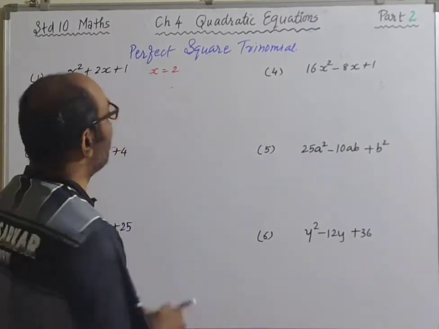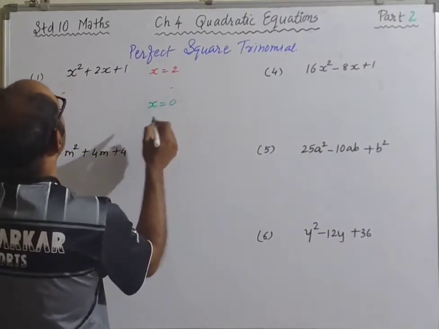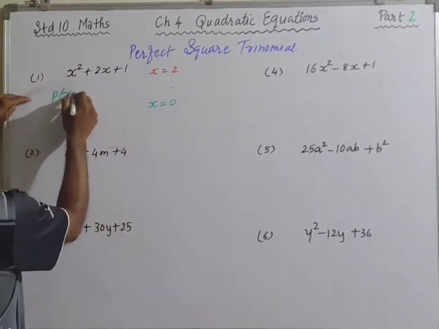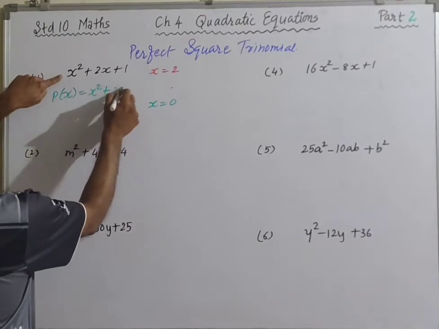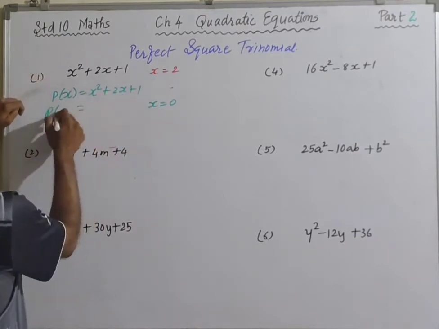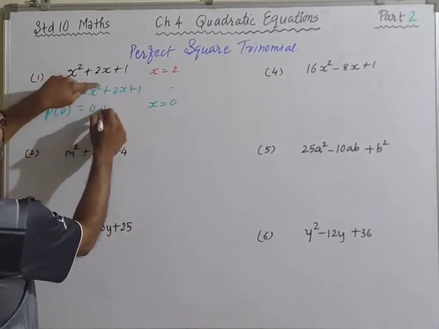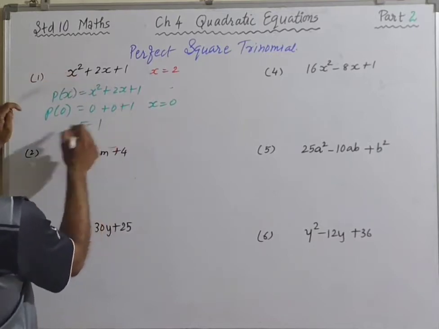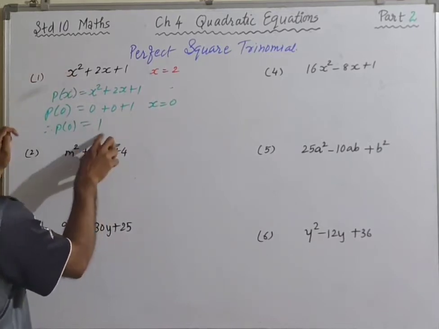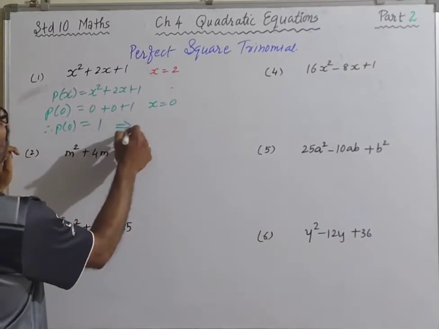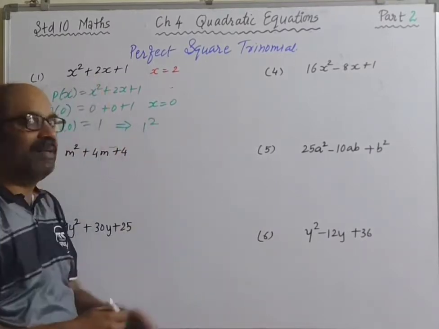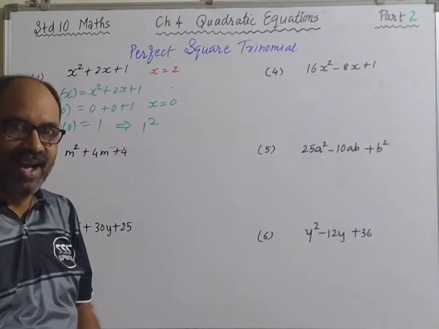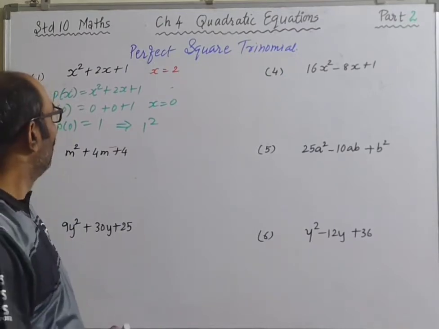I'm going to take x equal to 0 now. So p of x, which is x square plus 2x plus 1, p of 0, 0 square is 0, 2 into 0 is 0 plus 1. So that is 1. So the value of the polynomial is not negative. And see, 1 is nothing but 1 square. That shows that it is a perfect square. Is that clear, children? Okay.